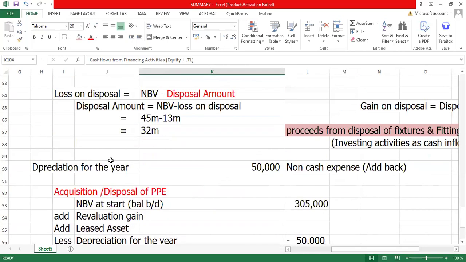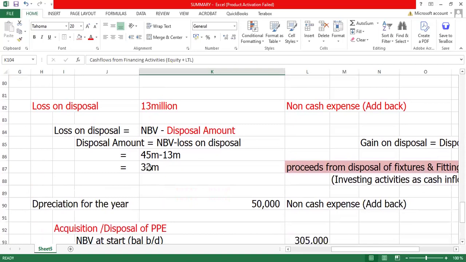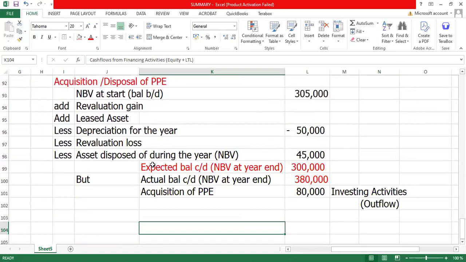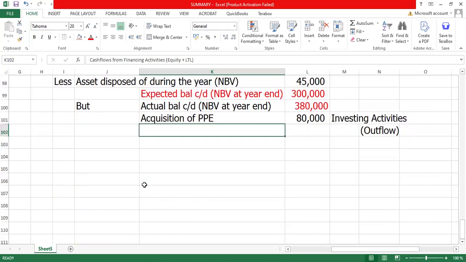So colleagues, I believe when you meet these things, you will not fail. The only part that takes time when you're handling this is PPE, because they ask for the loss on disposal or gain on disposal. They test you on revaluation gain or revaluation loss. They test whether you know how to get a disposal amount or acquisition of PPE. Those are the things that they test.